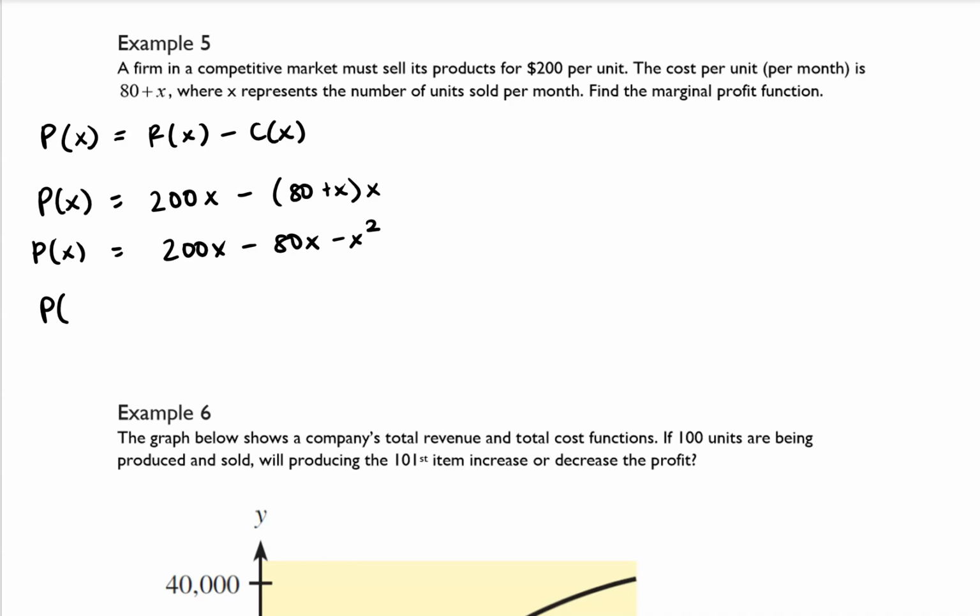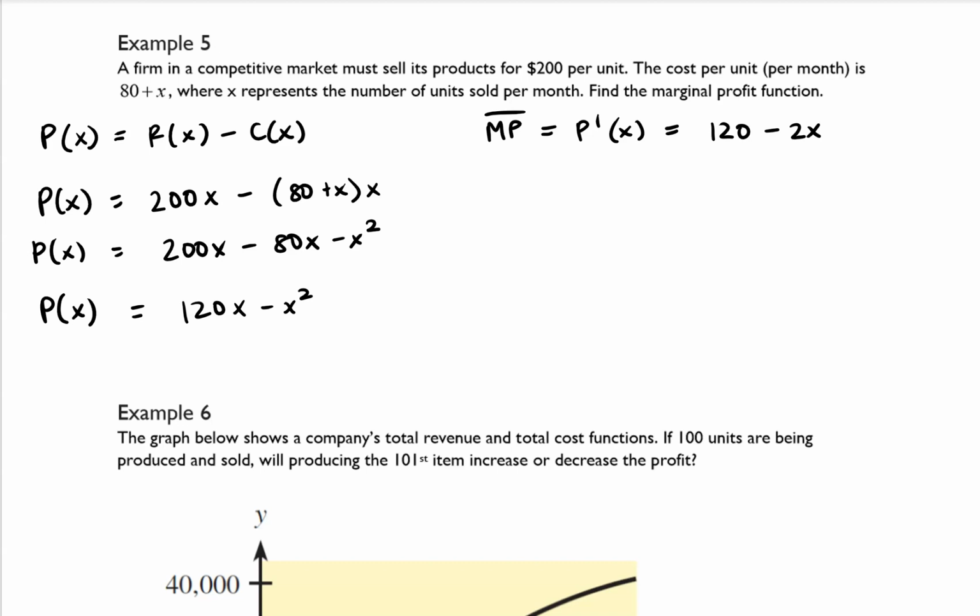And if we simplify that, we should get the profit function is equal to 120x minus x squared. Okay, from here, in order to find the marginal profit function, we want to take the derivative of the profit function, which is going to be 120 minus 2x.